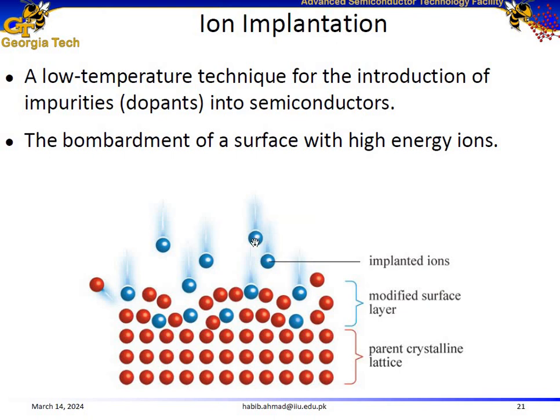These high energy ions hit the substrate material at really high energies, and when they hit the host silicon atoms with high energies, they knock off the silicon atoms from their lattice sites. And these high energy ions can actually travel inside the host material down to a certain depth. The depth of the implanted ions is defined by the energy. The higher the energy, the deeper these implanted ions can travel inside the host material.